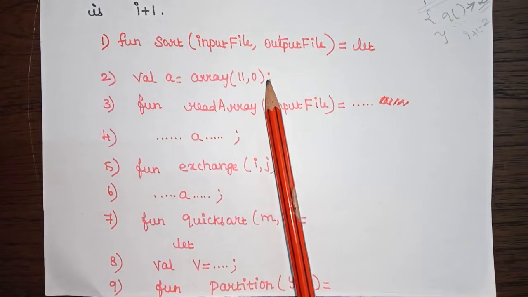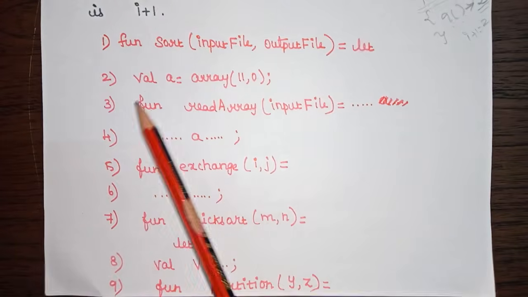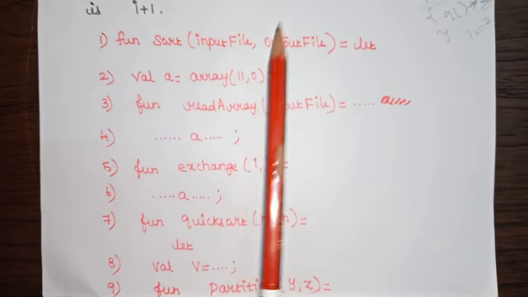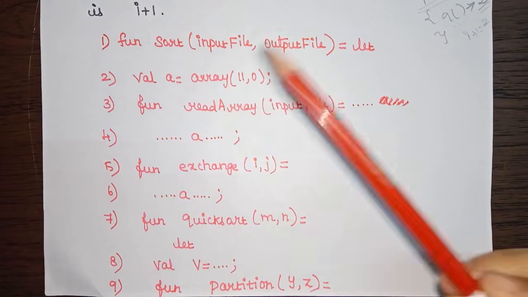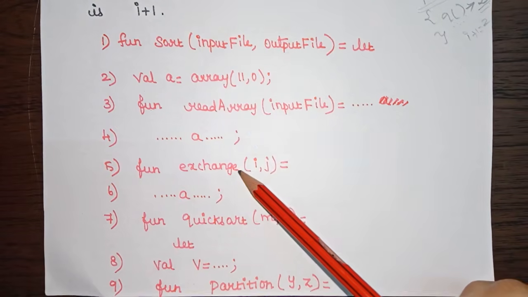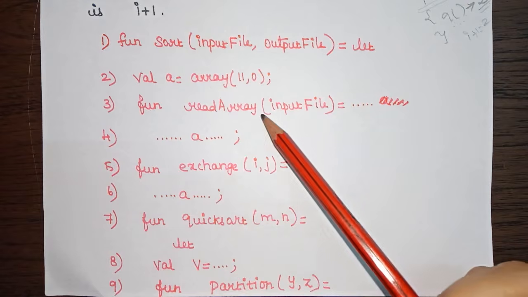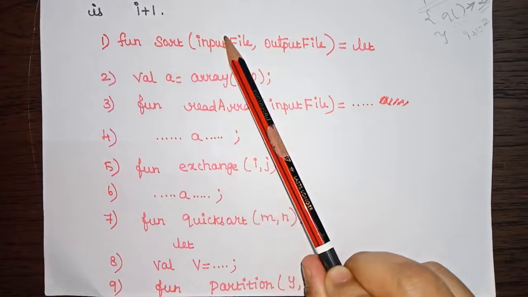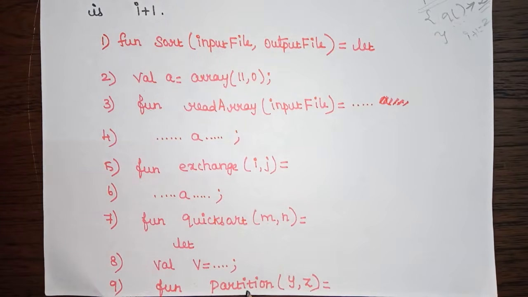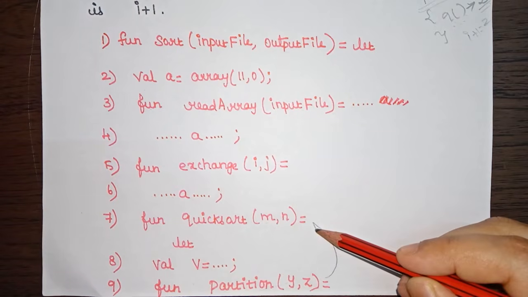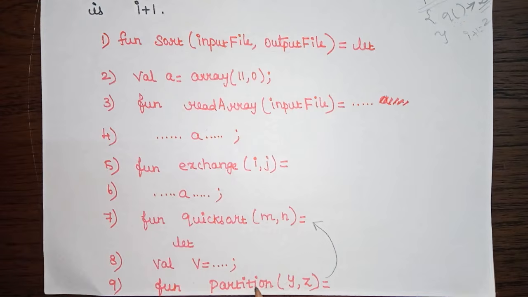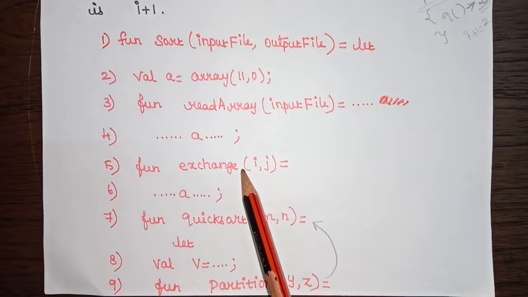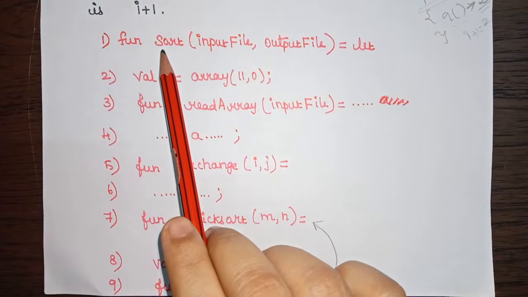Sorry, it is not a global variable. Actually, it is declared inside the procedure sort. So the procedures read array, exchange, and quick sort are actually nested inside the procedure sort. And the procedure partition is nested inside quick sort, whereas quick sort, exchange, and read array are nested inside the procedure sort.